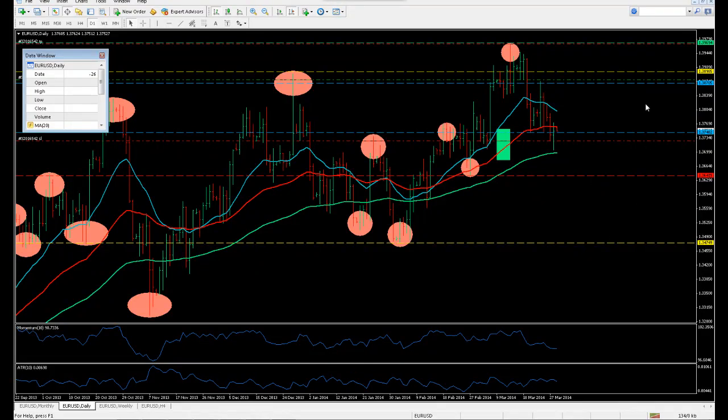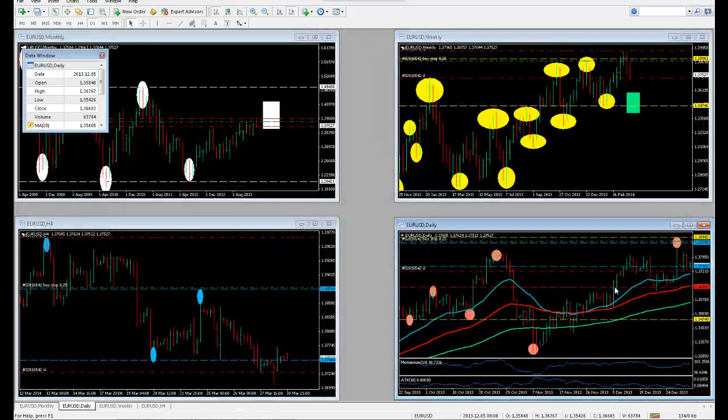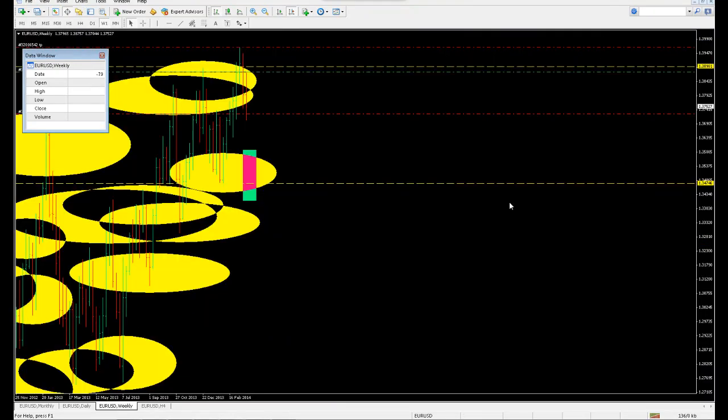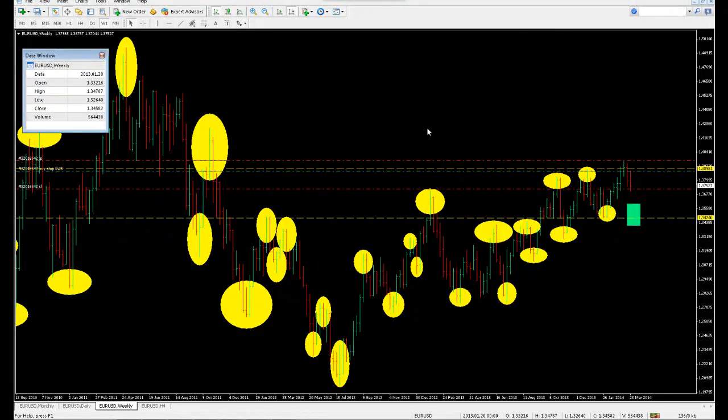Then 13474. In terms of biasness, or where the high probability is, it's actually towards the downside, because if you look at the weekly, there's an overextended move at the moment, and we can see that actually there is a very strong chance of it moving towards the downside.